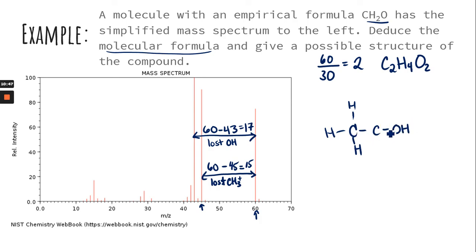I know that the two carbons have to be bonded. Well, that takes up all 4 of my hydrogens. And since this carbon needs to have 4 bonds, I know the second oxygen then is double bonded. So that's kind of how you can use the mass spectrum to build your molecule.